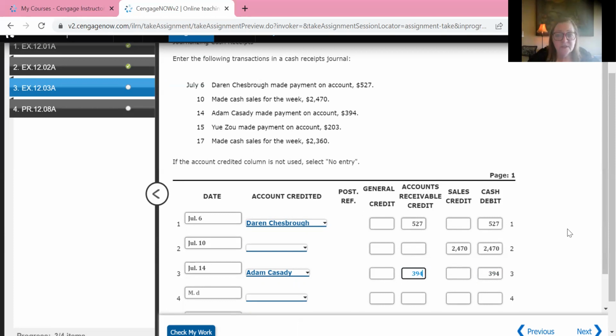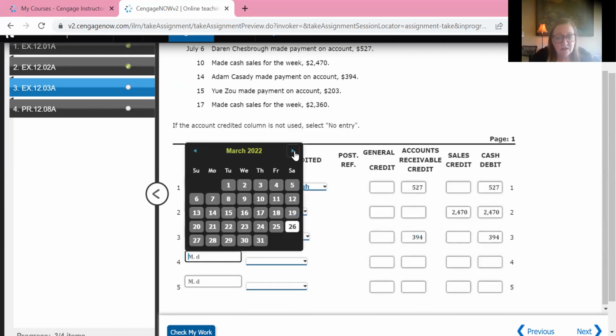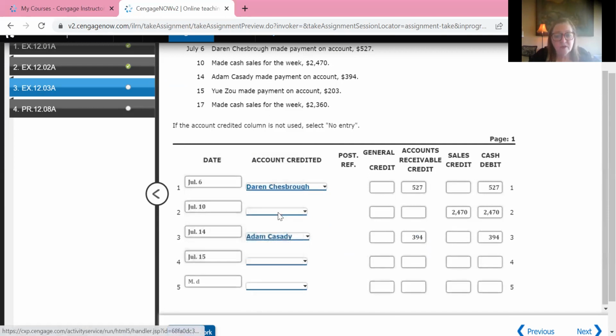All right, the next thing that happened, same kind of transaction exactly, but it's on July 15th. And this one is Zou, Z-O-U. And we're collecting on their account. So we're going to debit cash, 203. We're going to credit accounts receivable, 203. And the last transaction is on the 17th of July.